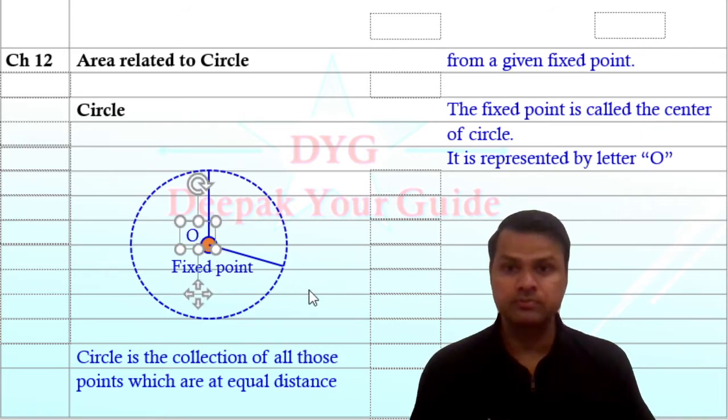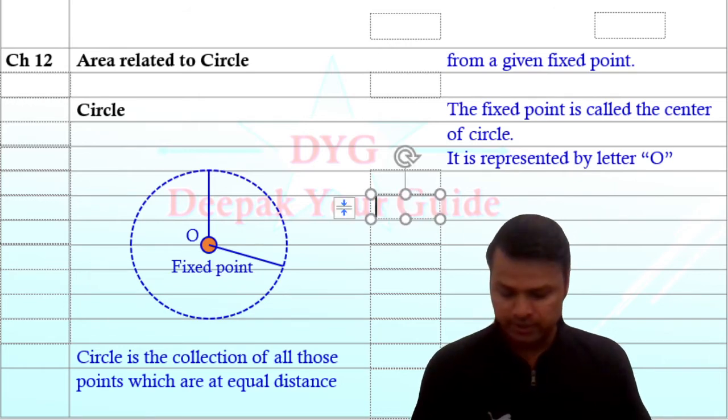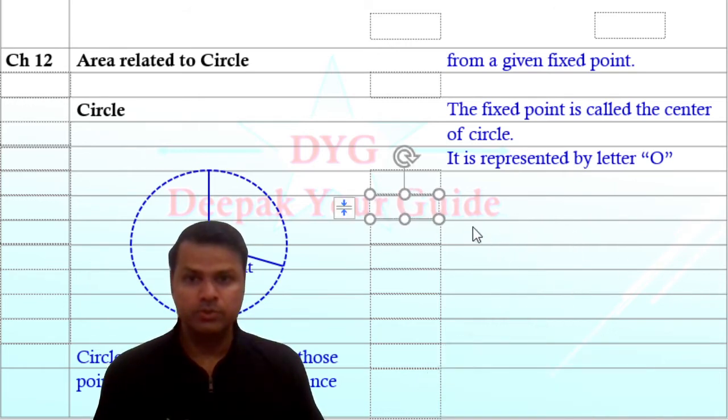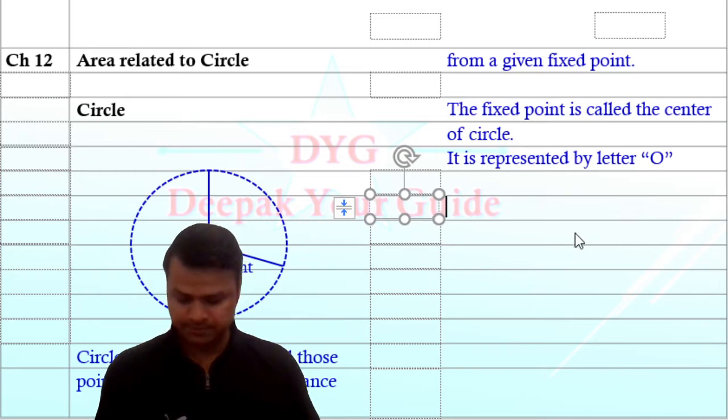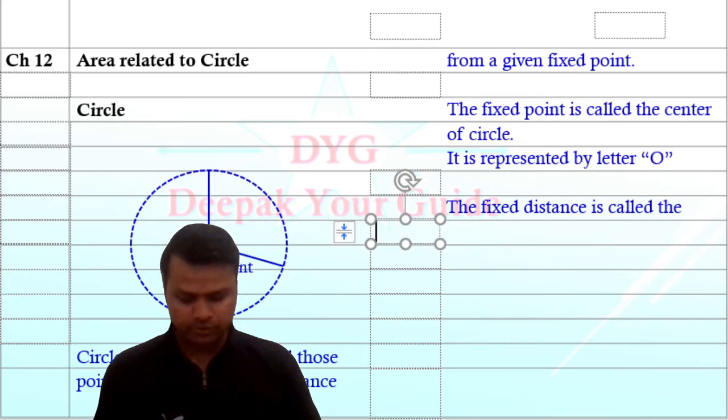And the fixed distance which we are talking about is called the radius. The fixed distance is called the radius of the circle.